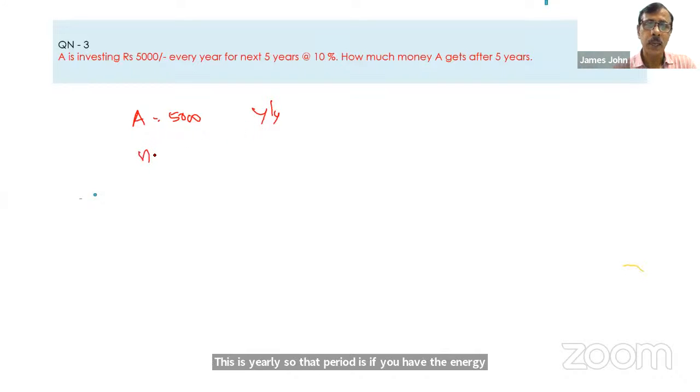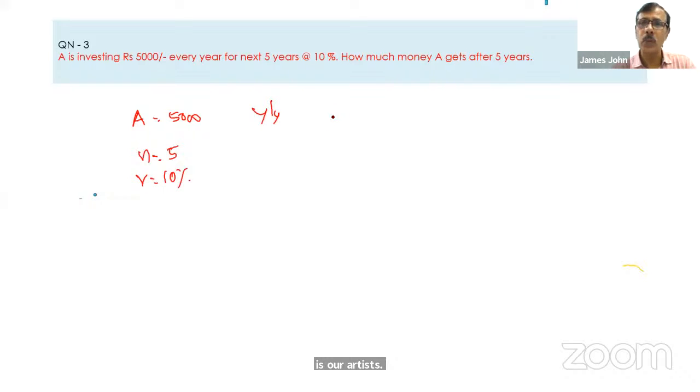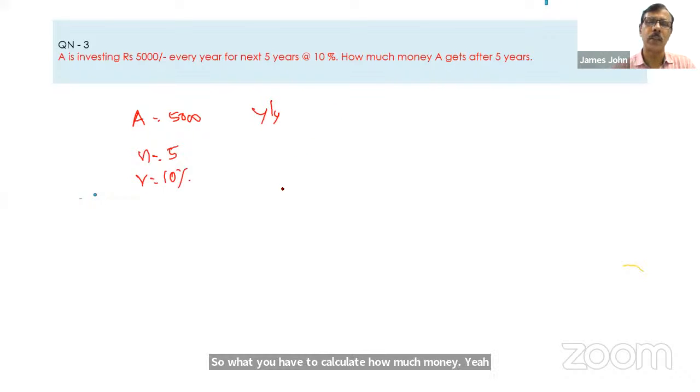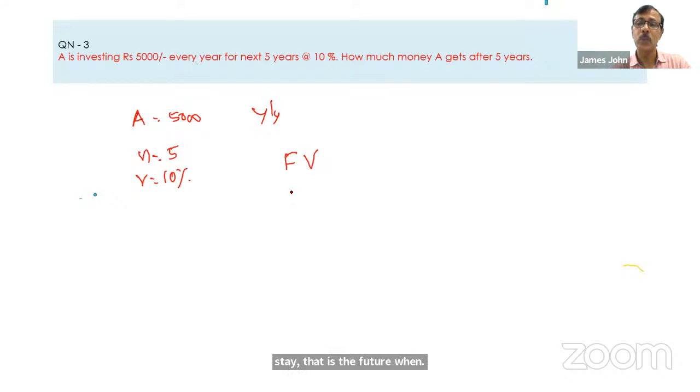And what is N? N is 5. And what is R? R is 10%. What you have to calculate is how much money A gets after 5 years. That means at the end of the 5th year, what is the amount he is going to get? That is the future value. Present value and future value. Future value means how much money he is going to get on a future date.